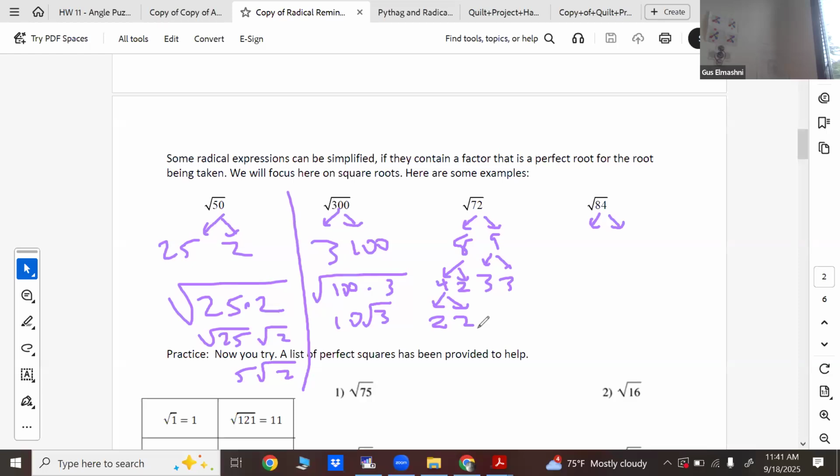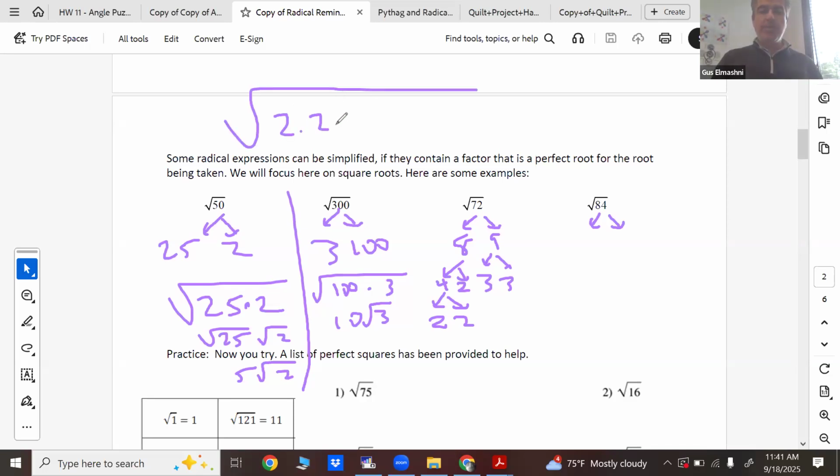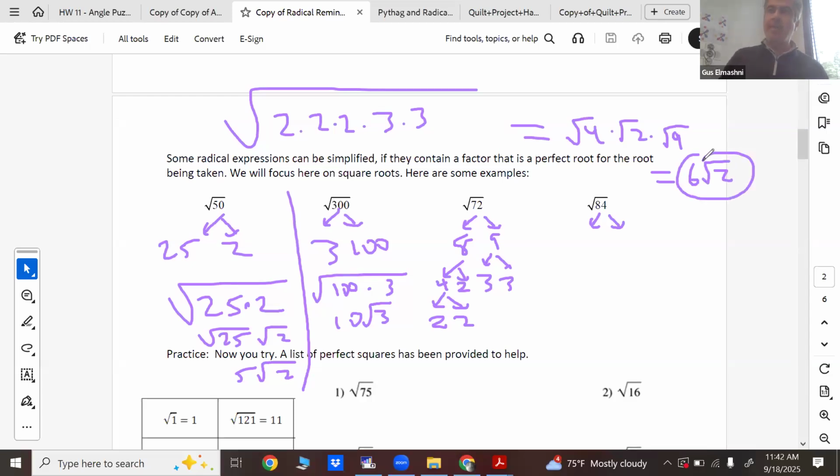And why am I pairing up? Because it's a square root. I need 2 equal roots. So that's 4 and 9. Well, what's root 4? 2. What's root 9? 3. So if you want, it's a little long-winded, but you could write 2 times 2 times 2 times 3 times 3, which is the same thing as saying root 4 times root 2 times root 9. That'd be the same thing as saying 6 root 2. It's a little long-winded to write that, but you can.